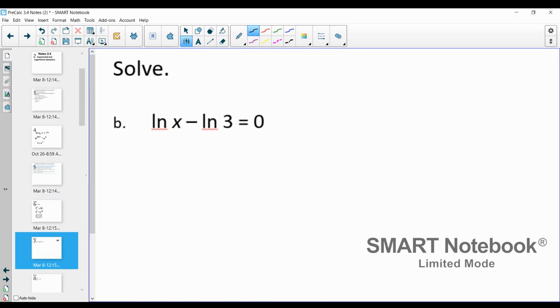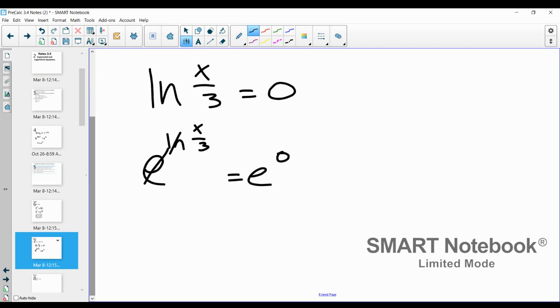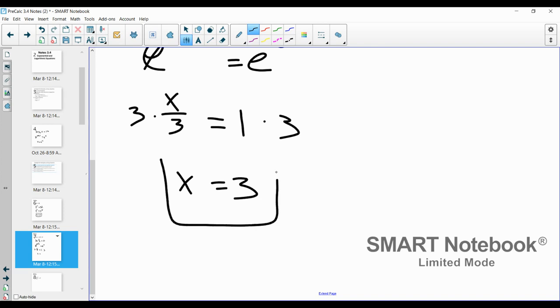All right, here we have, again, we're going to need to solve this for x. We're going to first use that we can combine this and turn this into division. And so this is the ln of x divided by 3 equals 0. Now here's what we can do. Because we have an ln, I want to get rid of it. I'm going to do e raised to it. E raised to the ln of x over 3 equals e raised to the 0. The e and the ln cancel. We have x over 3 equals 1. We can multiply both sides by 3, and you're left with x equals 3.